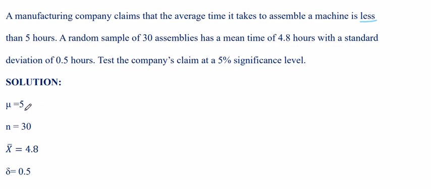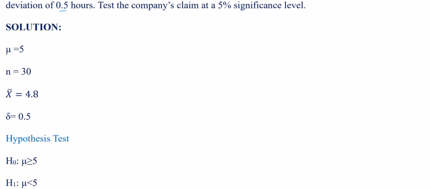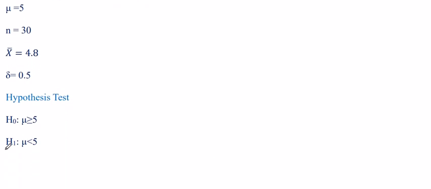Now, like I said, we have to bring out all the parameters. Our population mean is 5, our sample size is 30, our sample mean is 4.8, and our sample standard deviation is 0.5 hours. Now the first thing to do is to set the hypothesis. So far we are dealing with a left-tailed test. So our alternative hypothesis is mu less than 5, and our null hypothesis is mu greater than or equal to 5.